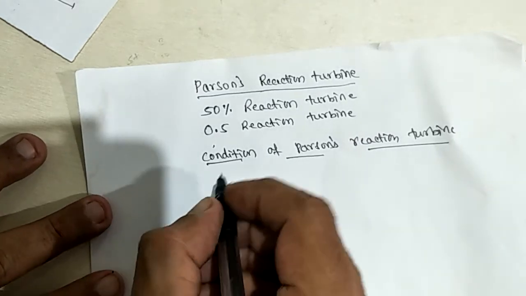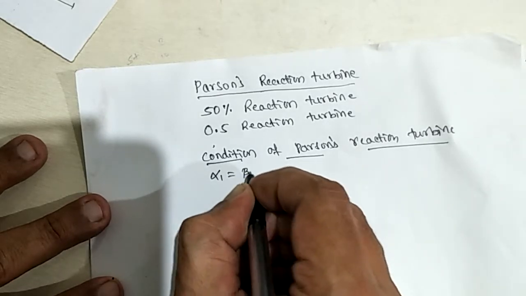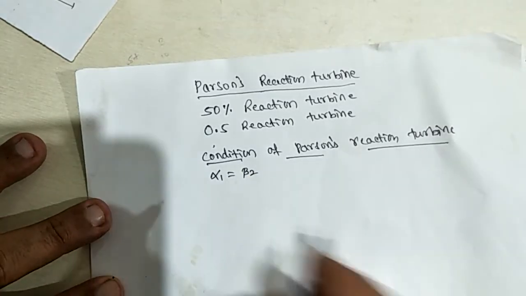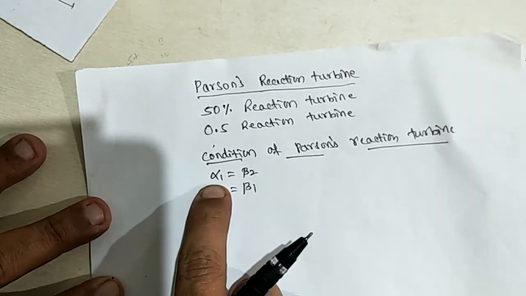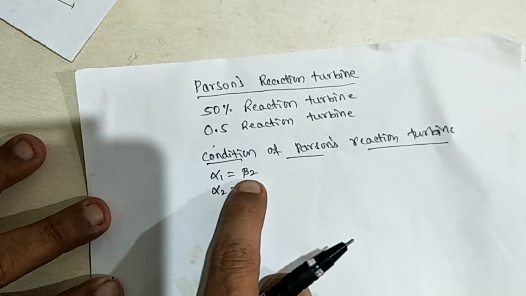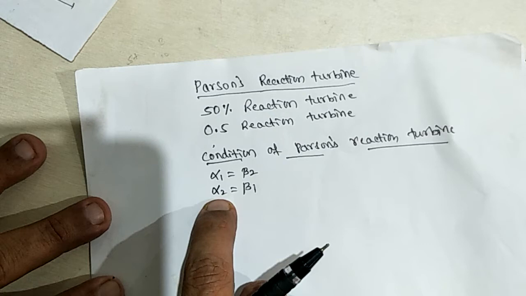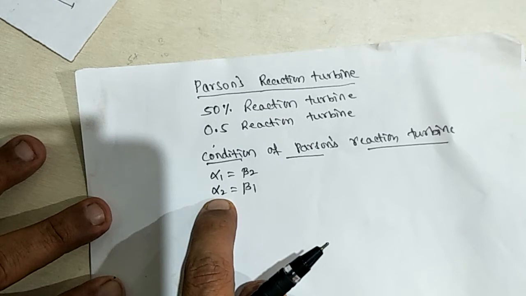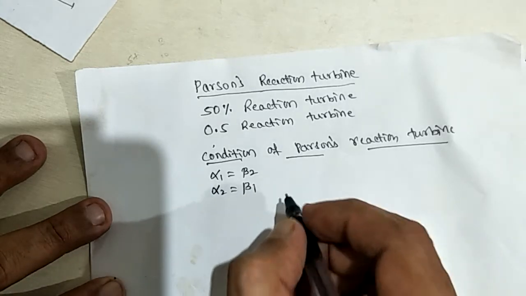The very first condition is the angle alpha 1 is equal to beta 2. Similarly, alpha 2 is equal to beta 1. Here, nozzle angle alpha 1 is equal to beta 2, the exit blade angle, and similarly the exit angle of the fluid or the steam, alpha 2, is equal to beta 1. So this is the very first condition.